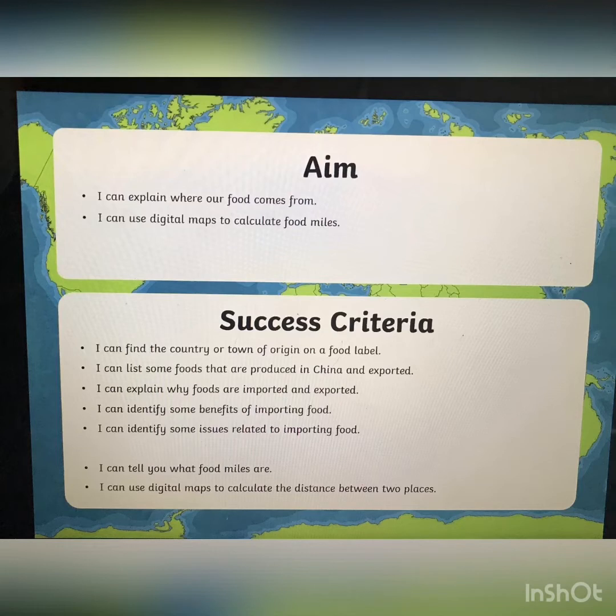You should be able to identify some of the benefits of importing foods. You should be able to identify some issues related to importing foods as well. Don't forget that you should be able to tell me what food miles are and to use a digital map to calculate the distances between 2 places. We have a lot to do today, so let's get ready to go.